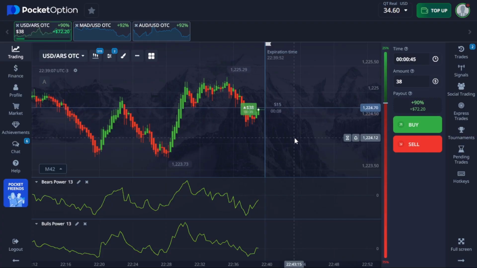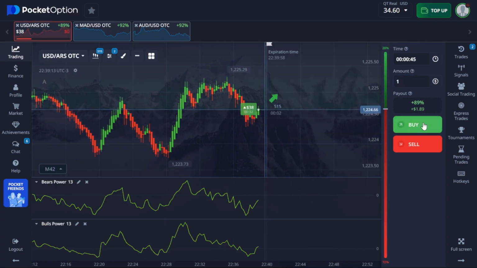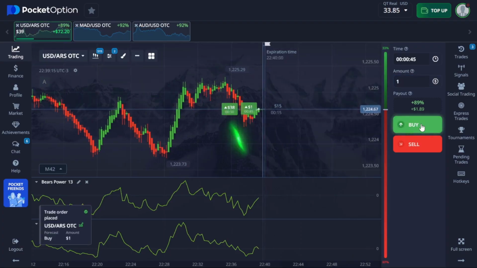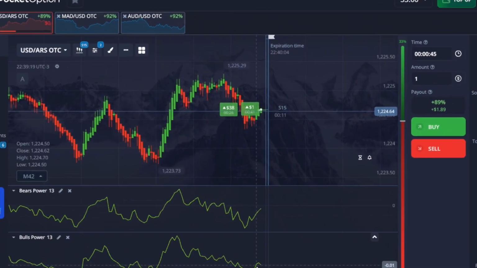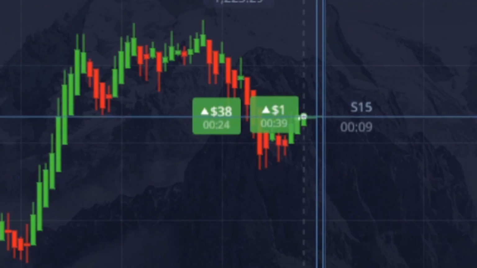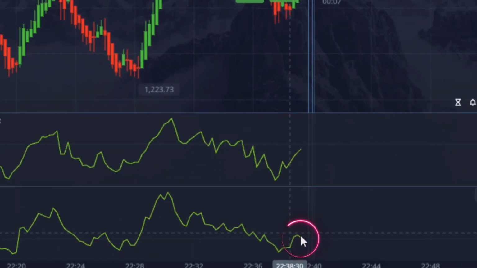But anyway, I'm in this position, and just in case, guys, I put in $38. I'm going to put in another position for $1. Okay, look at another position. Then it confirms the bull passing the level 0, but the bear is rising. Yes, look at this.